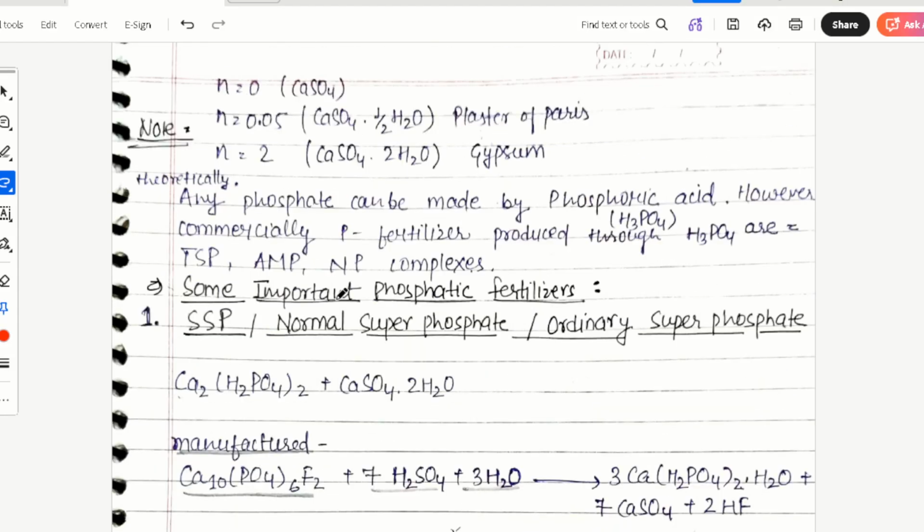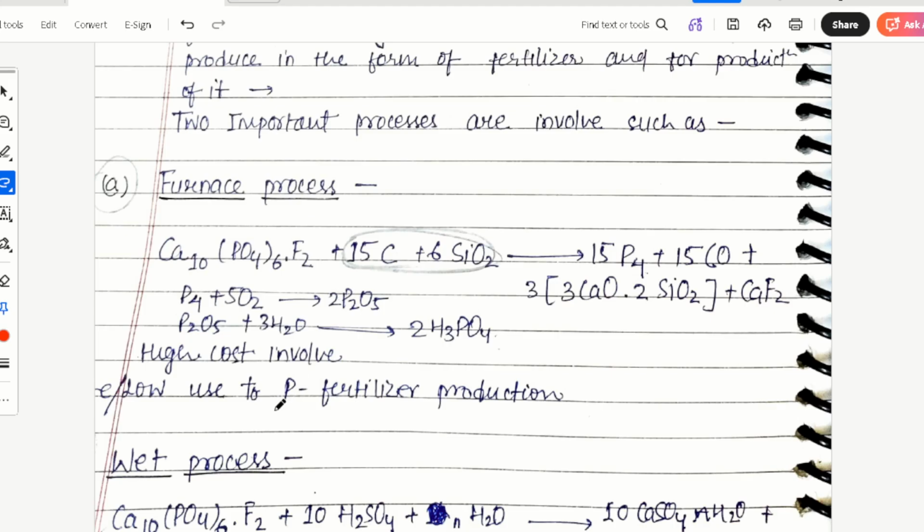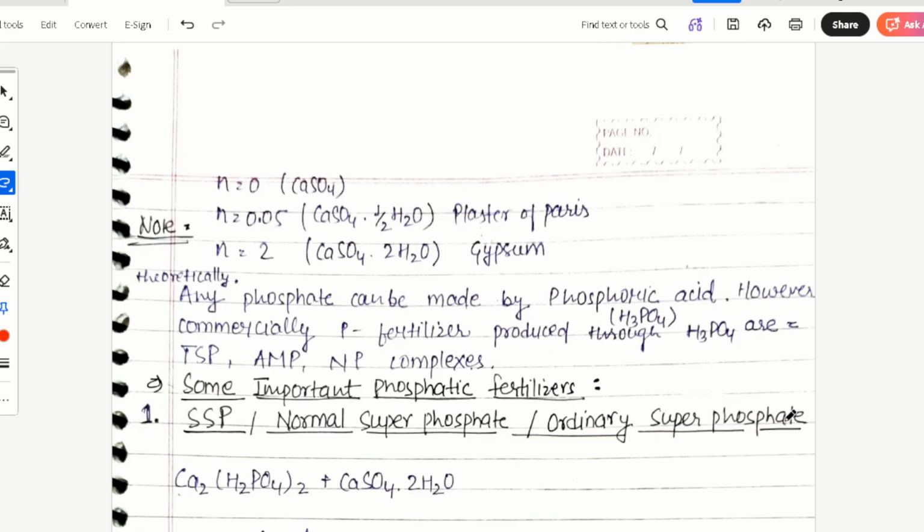And the second one is the wet process. In the wet process, fluorapatite reacts with H2SO4, that is sulfuric acid, and H2O. Then it will be converted into calcium sulfate and H2O and H3PO4 and HF. Here the calcium sulfate is formed along with H2O. So any phosphate can be made from phosphoric acid.